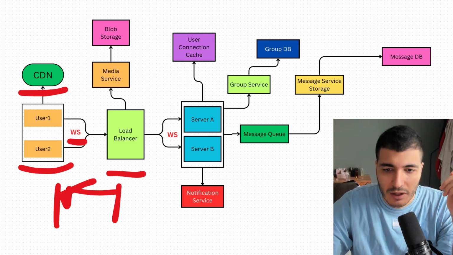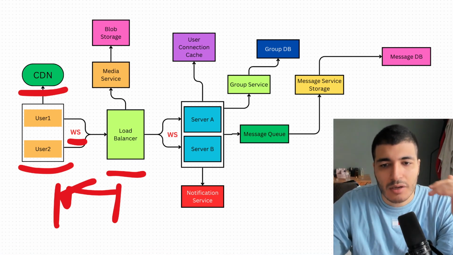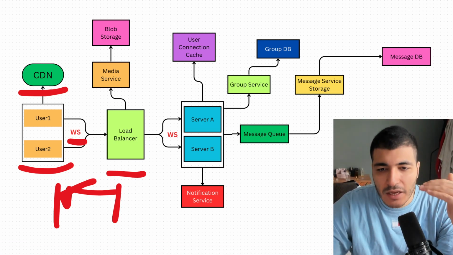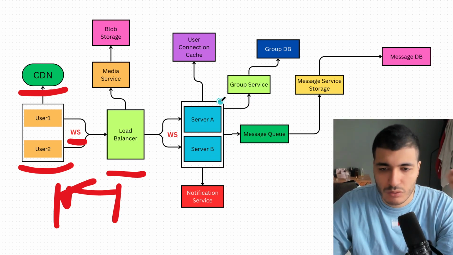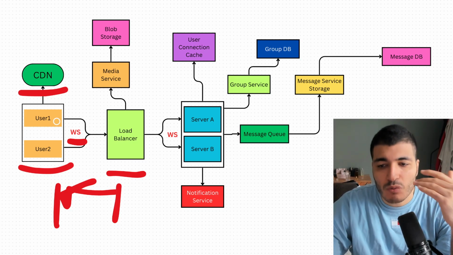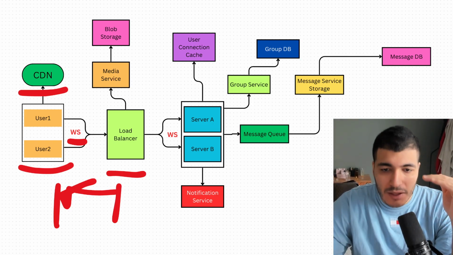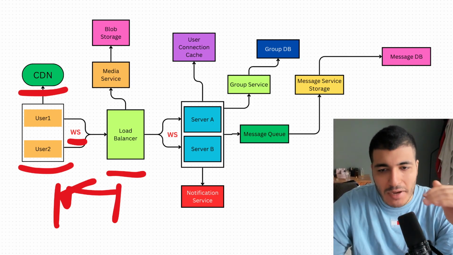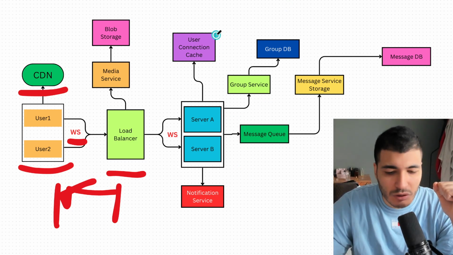Next, we have the chat servers themselves. We have server A and server B. These are the real-time brains of the system. They maintain the WebSocket connections with users. They handle message routing. If user 1 sends a message to user 2, the server will find where user 2 is connected and send the message to it instantly. They also interact with the message queue, notification service, and user connection database.